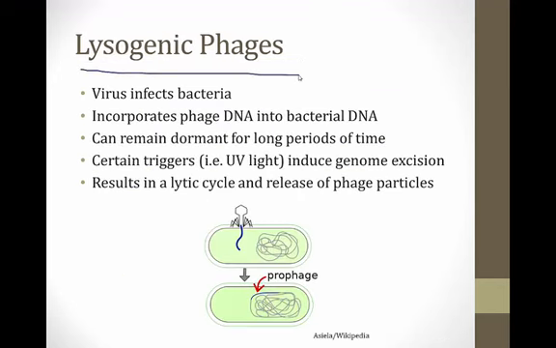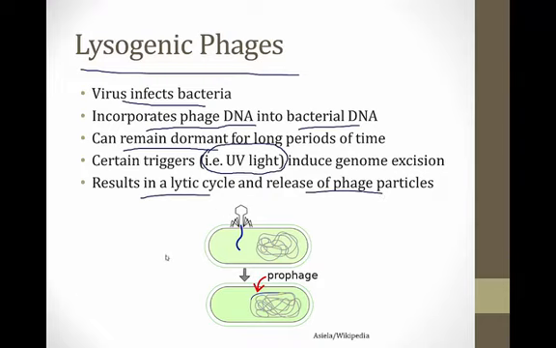A lysogenic phage operates like I've described on this slide here. So the virus infects the bacteria, but it incorporates the phage DNA into the bacterial DNA. And it can actually remain dormant for long periods of time. Sometimes a trigger like UV light will induce genome excision, and this is sometimes used in microlabs to get the genome to pop back out. And when it gets excised, then it can result in a lytic cycle and the release of phage particles like we described on the last slide.